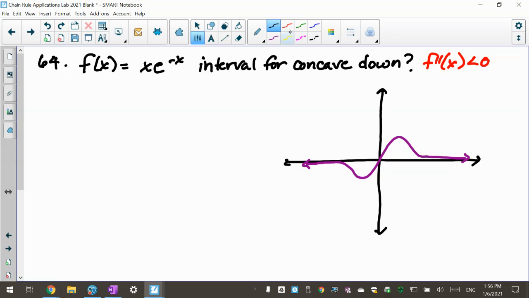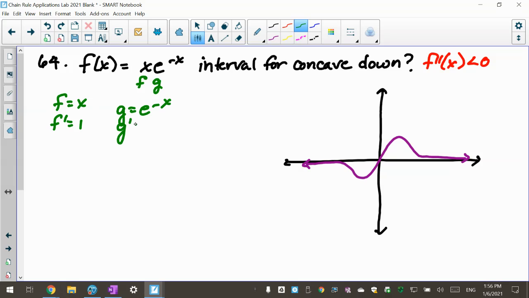So the first thing we're going to do here is start doing the first derivative, but I don't have to do anything with it, but I need it for my second. And I notice that I have a product going on here. So I'm going to set up my f and g's here. So f is going to be x, f prime is 1, g is e to the negative x.